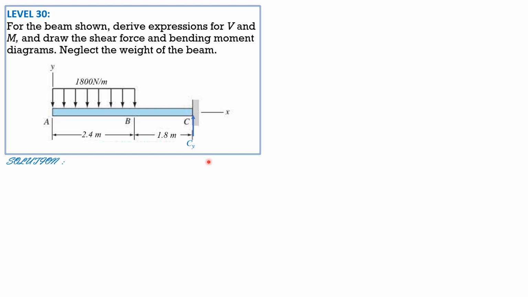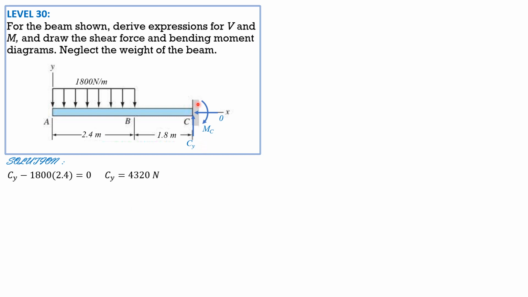So anyway, let's just solve for Cy. Cy is 1800 times 2.4. Cx is 0. Then moment is clockwise, so that's negative supposedly. But let's just consider the magnitude and the direction is there. Summation for Cy equals 0. Cy minus 1800 times 2.4 equals 0. So C sub y is equal to 4320 newtons.